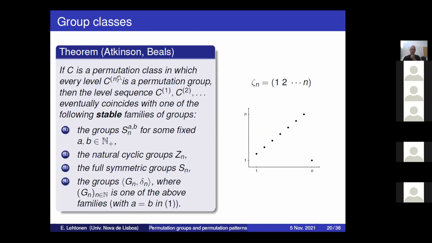This theorem reveals the eventual behavior of permutation classes in which every level is a permutation group. So we know that eventually we must reach one of these stable families. But this theorem does not tell us how fast this happens. What is the rate of convergence, so to speak?